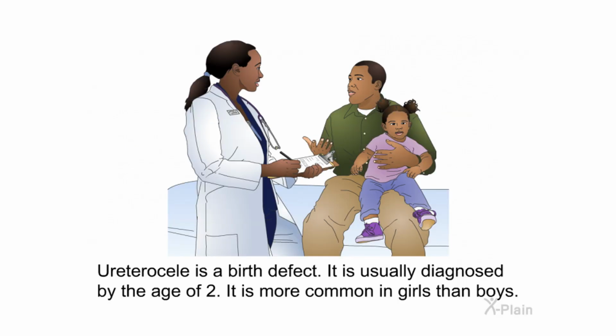Ureterocele is a birth defect. It is usually diagnosed by the age of 2. It is more common in girls than boys.